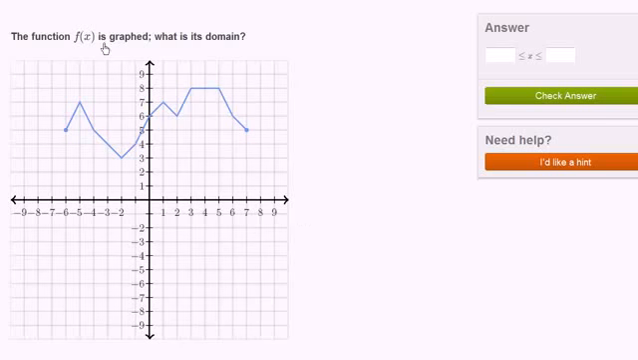The function f of x is graphed. What is its domain? So the way it's graphed right over here, we could assume that this is the entire function definition for f of x.